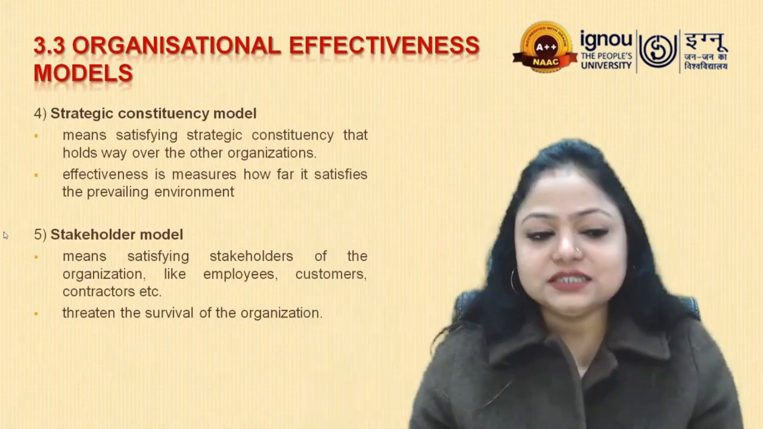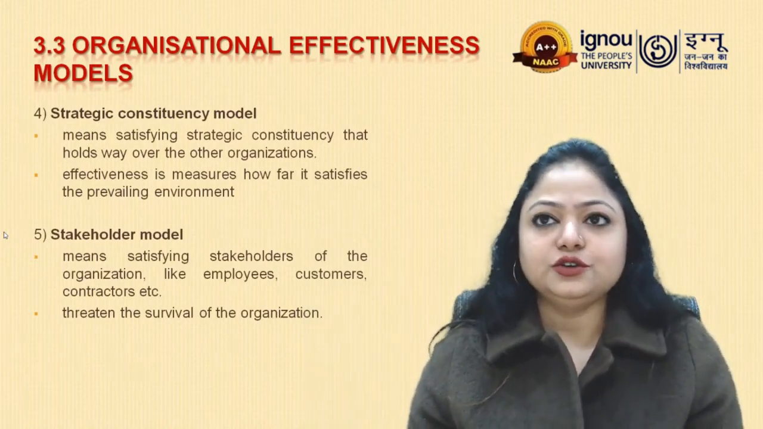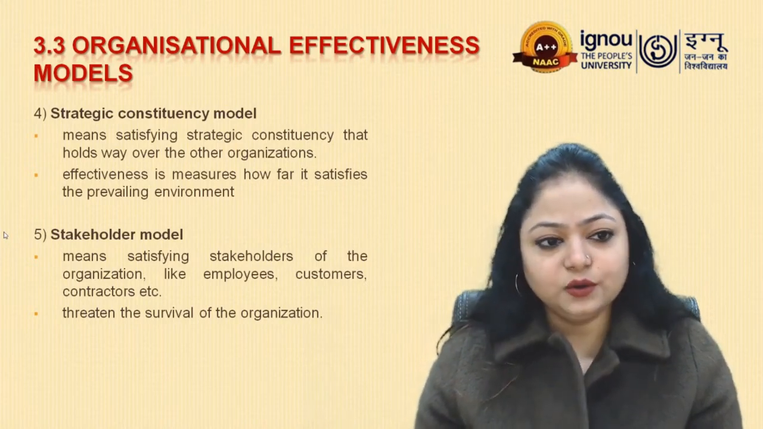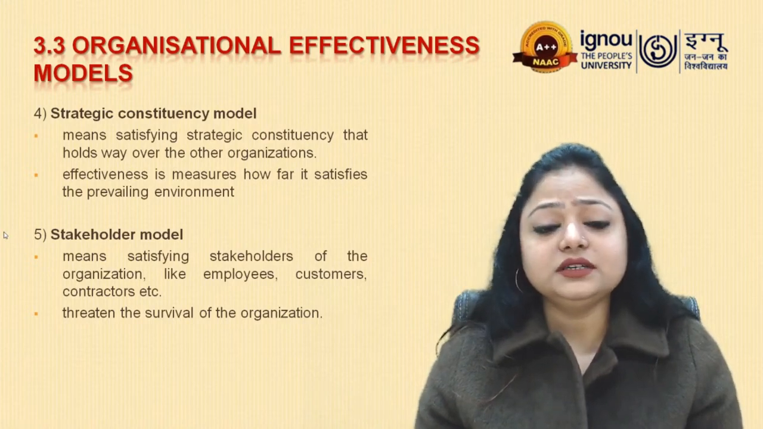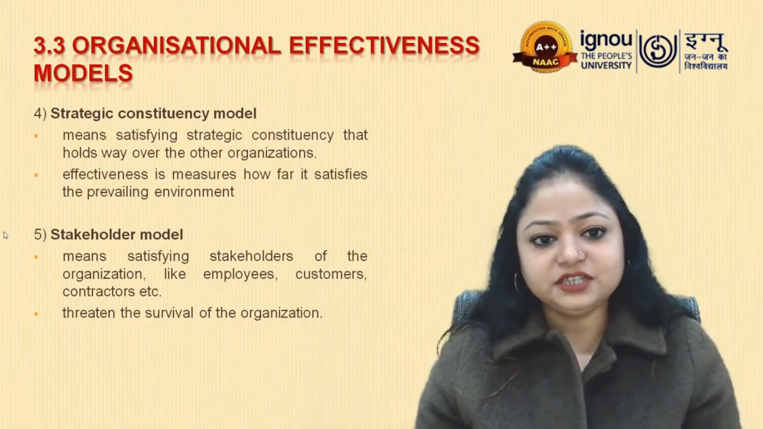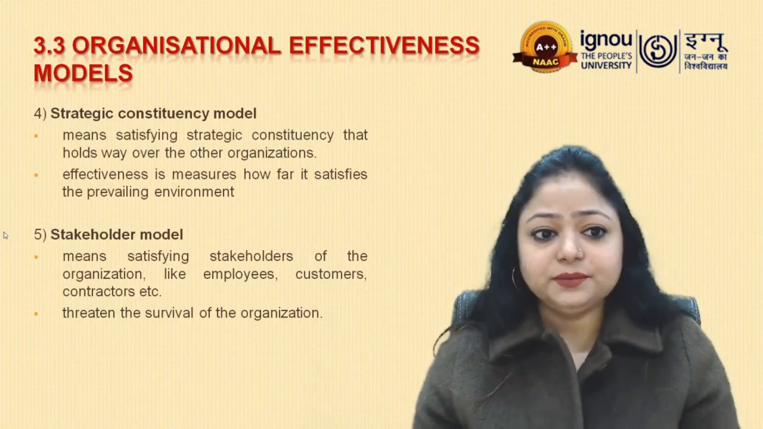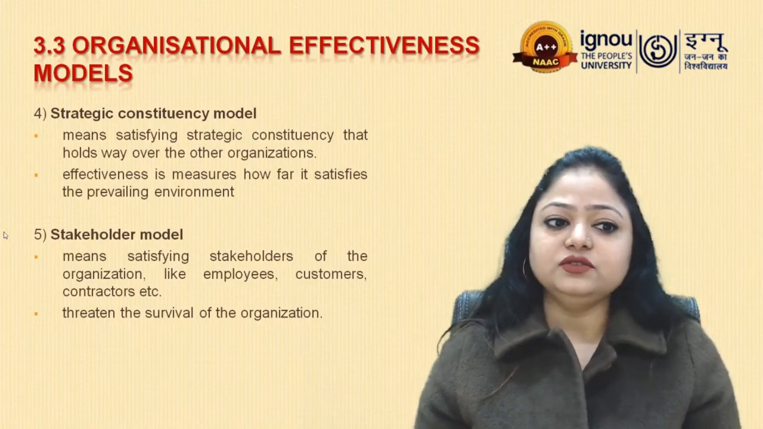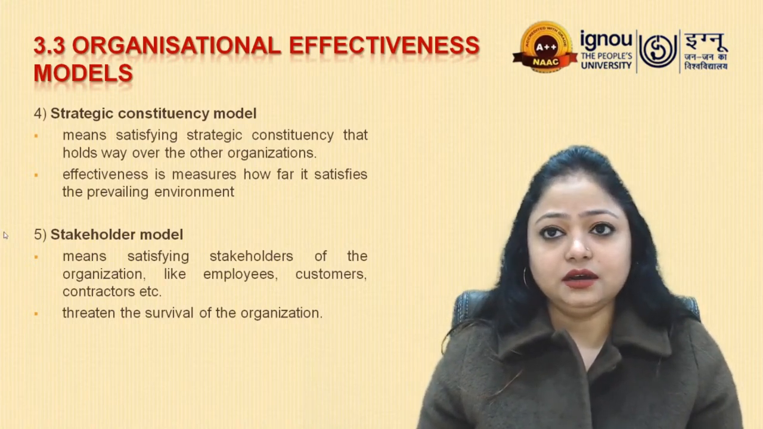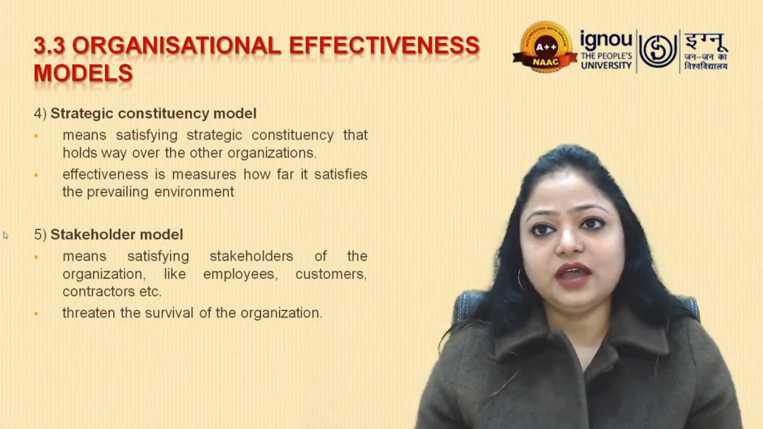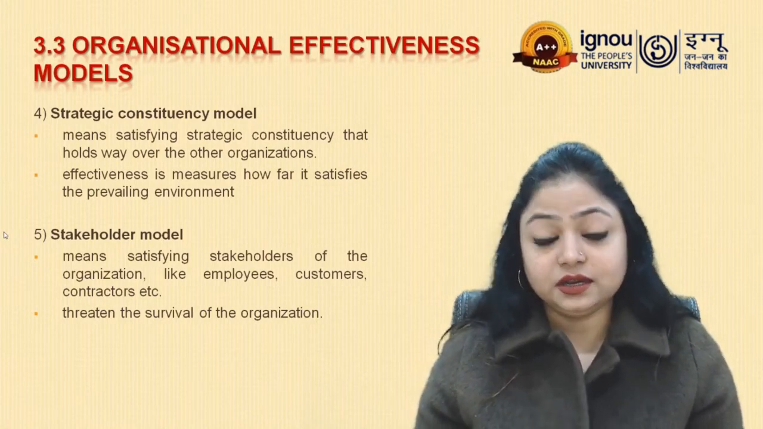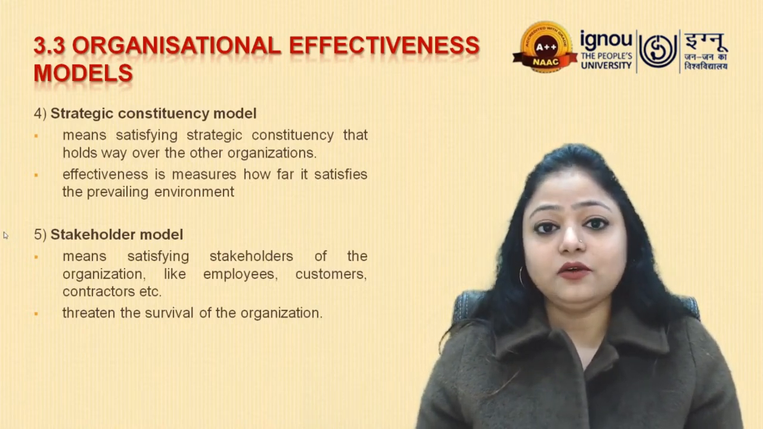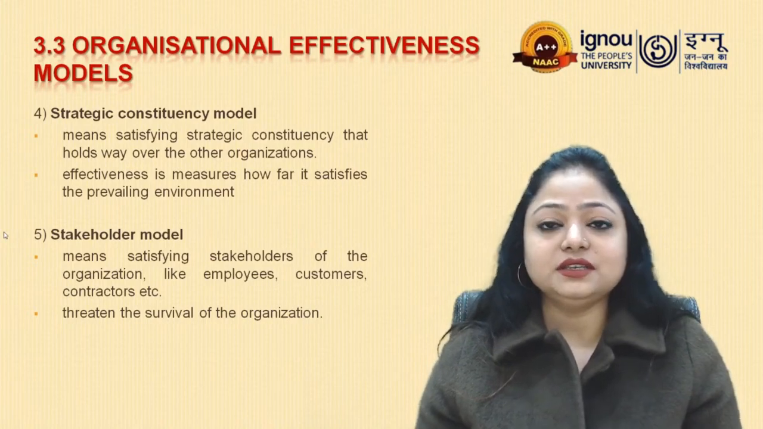Another model is the strategic constituency model. It means satisfying strategic constituencies that hold sway over the organization. Effectiveness is measured by how far it satisfies the prevailing environment and the competitiveness in the market. So if your strategy is such a good strategy that it leads you to have a competitive advantage over your competitors, then your organization can be termed an effective organization as per this model.